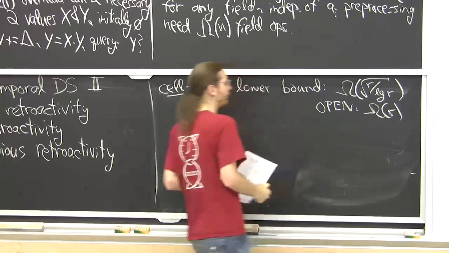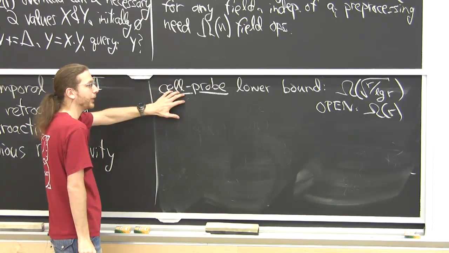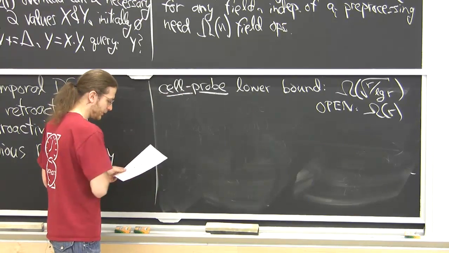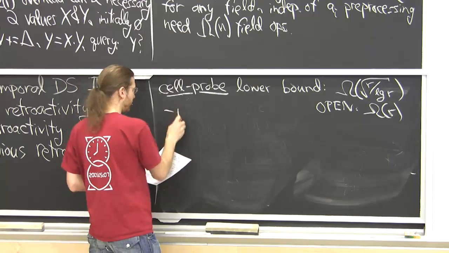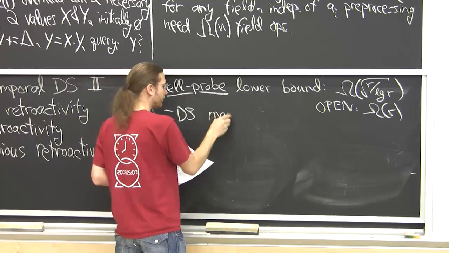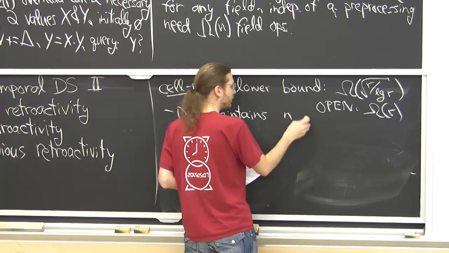So this is a very powerful model. Not at all realistic, but if you can prove a lower bound in this model, then it holds in basically all models you could ever think of. So here's a data structure, or here's the proof of this lower bound. The data structure maintains n words.